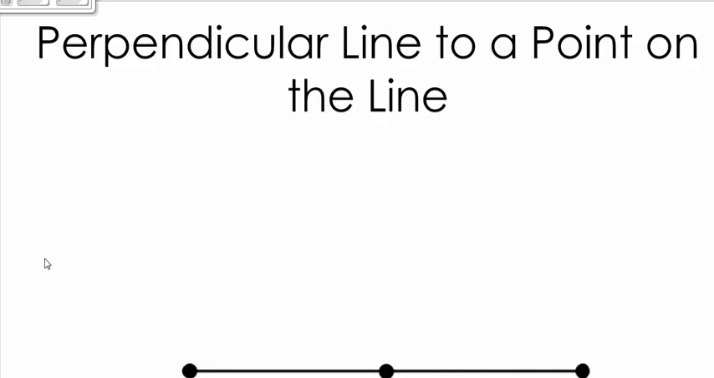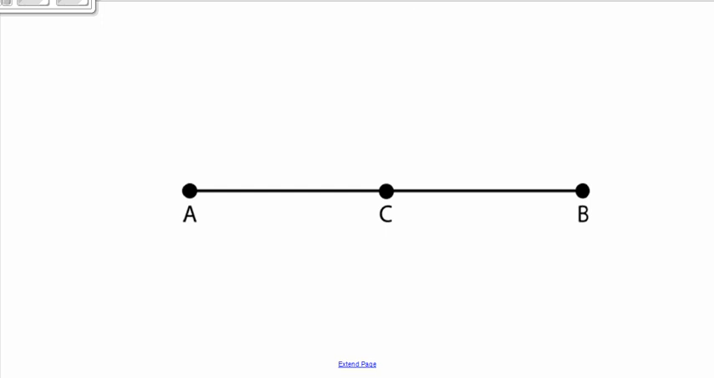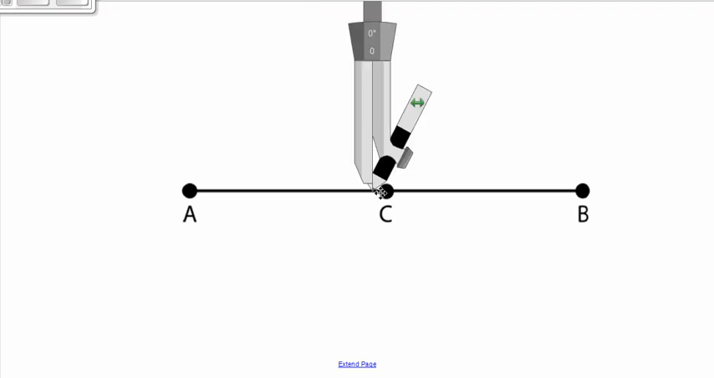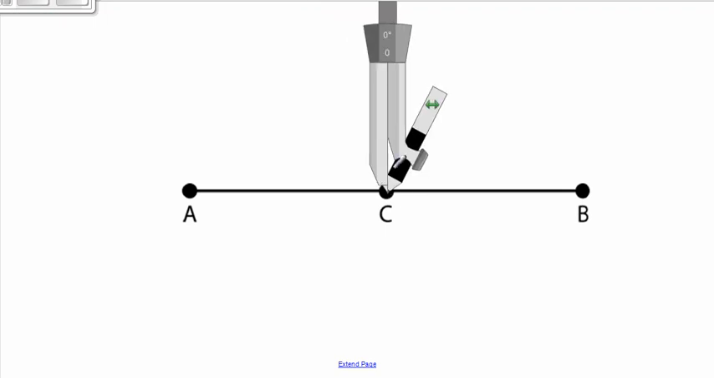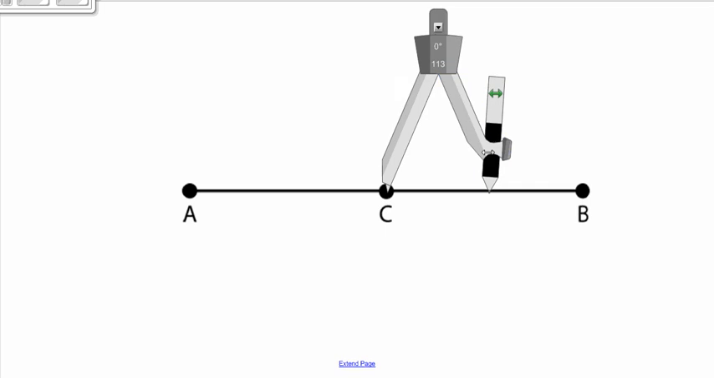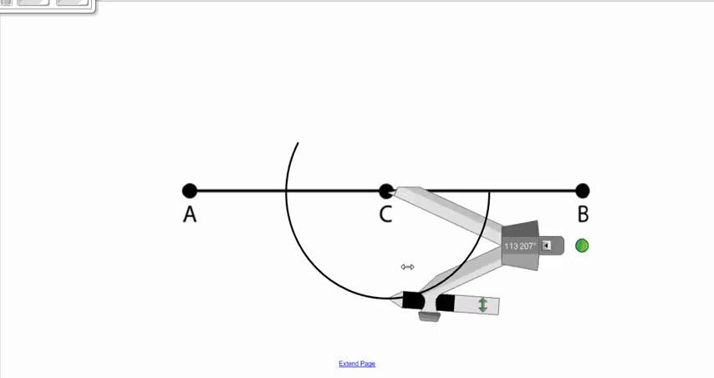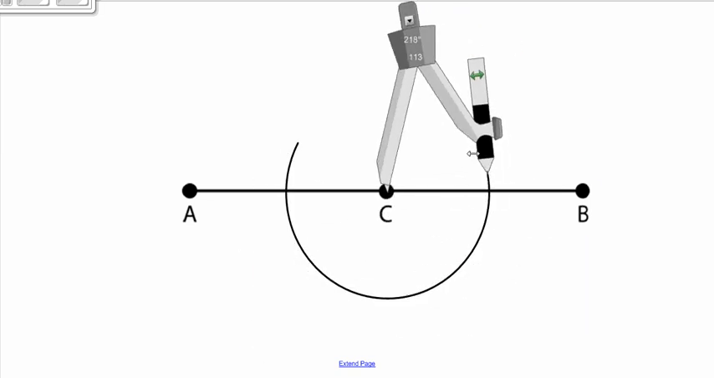Okay, now we have perpendicular to a point on the line. So we're going to take our compass and we're going to put it on point C. And we're going to open our compass a little more than halfway between C and B. And we're going to draw an arc that touches the line in 2 spots.